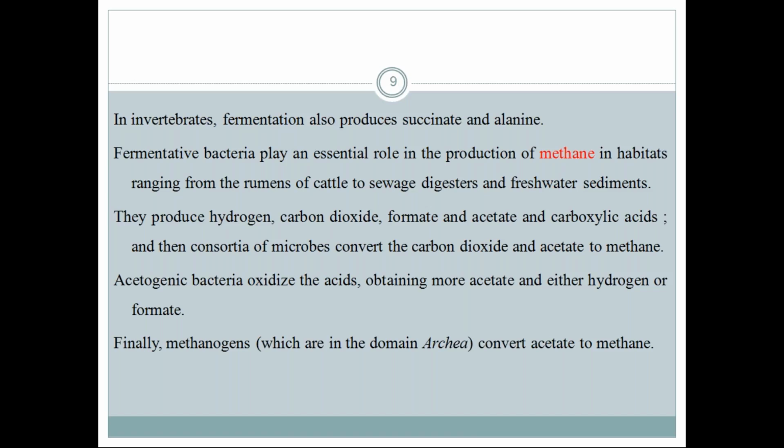Now we know that methane production is majorly known as biogas production. In the biogas production or in the methane production, there are different types of microorganisms. We use the methanogens for the production of methane. Now the archaebacteria are also used in the production of methane, which carry out the conversion of acetate to methane.